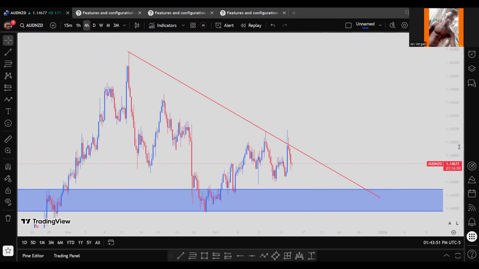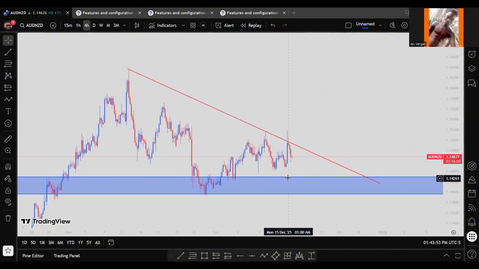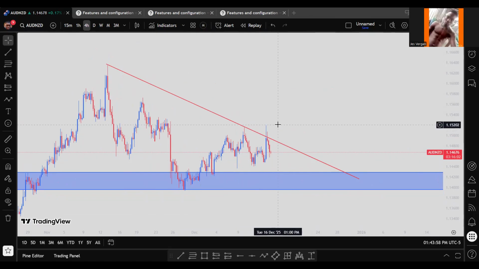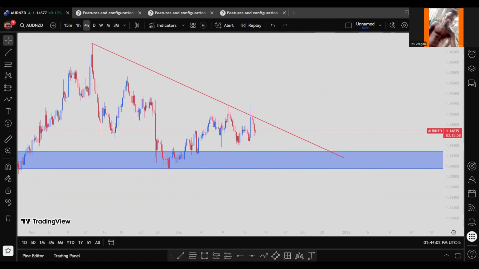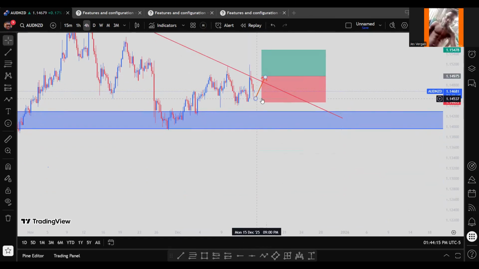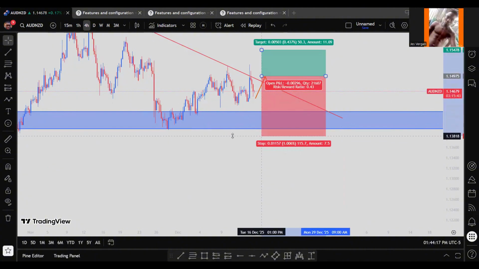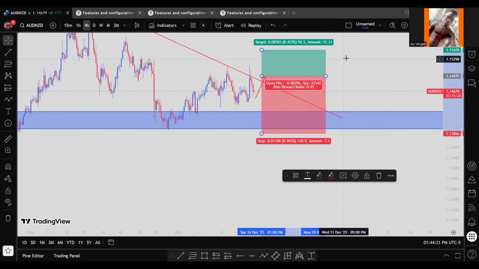So it does not matter if price goes into the support level anymore, because we already have a test of it. What I'm waiting for is for price to break out of this counter trend line. So let's say we have a 4 hour bullish candlestick breaking out of this counter trend line. I'll be getting into a buy trade as soon as a 4 hour candlestick breaks out of this particular counter trend line. After we have a break of it, I put my stop loss below the last low that we have here, and then put my take profit.